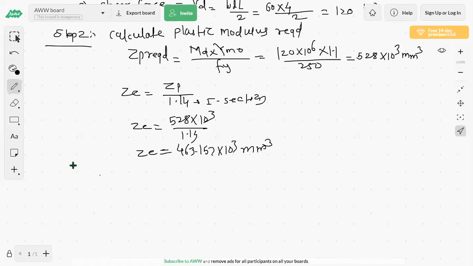Z is nothing but here ZXX. This value is ZXX. We have to find it from the steel table. I section we have to find out. For 463, which section? So greater than 463. We have to choose a section with a Z value greater than 463.